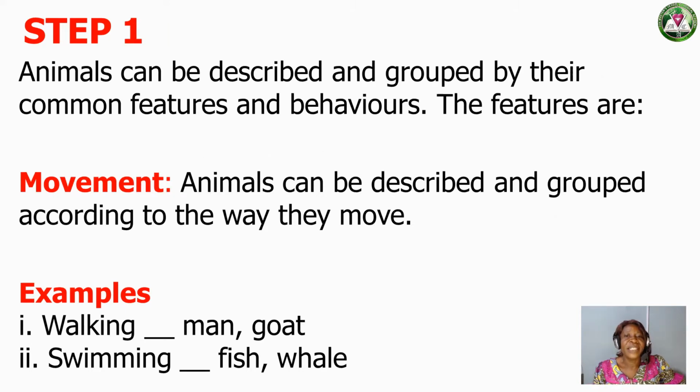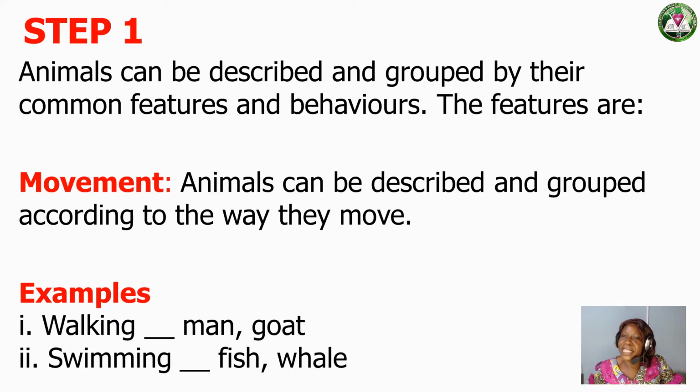Now, animals can be described and grouped by their common features and their behaviors. We are going to look at the common features of animals. These common features are: animals have their way of movement, the way they move, the way they eat, and so on. We are going to look at the movement of animals.